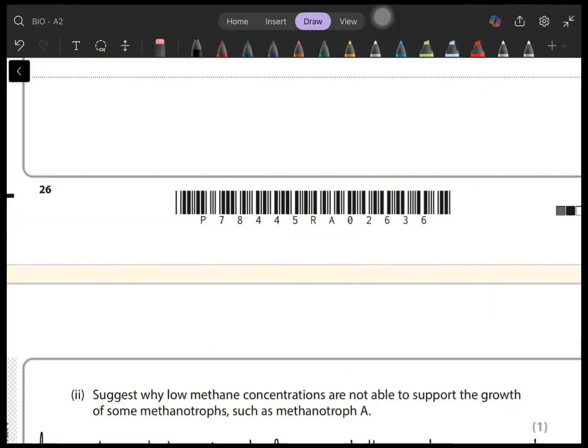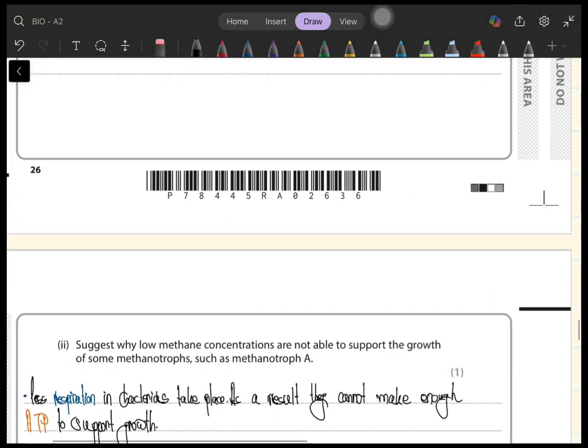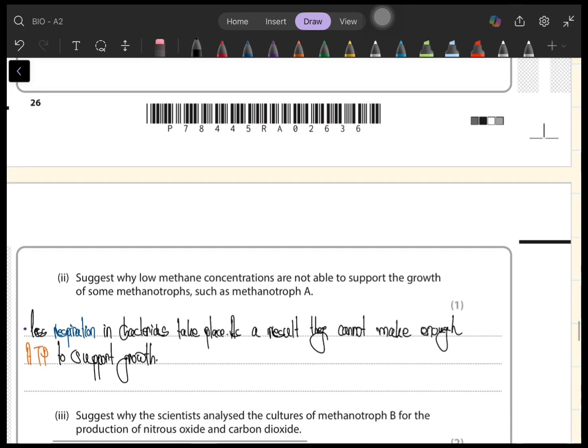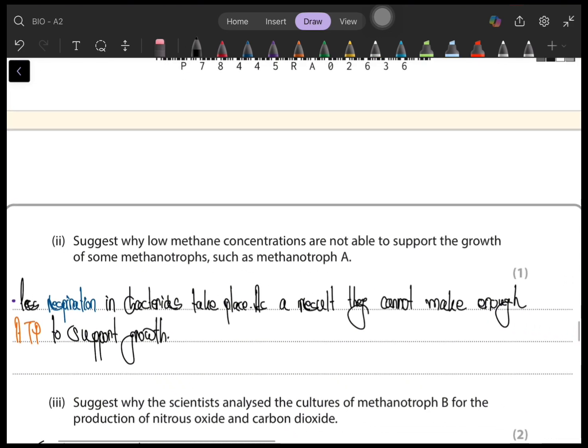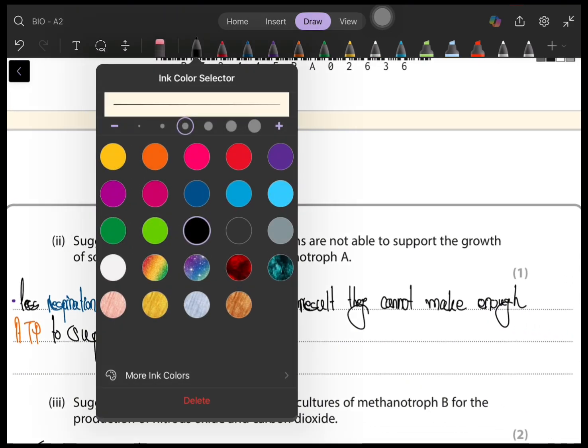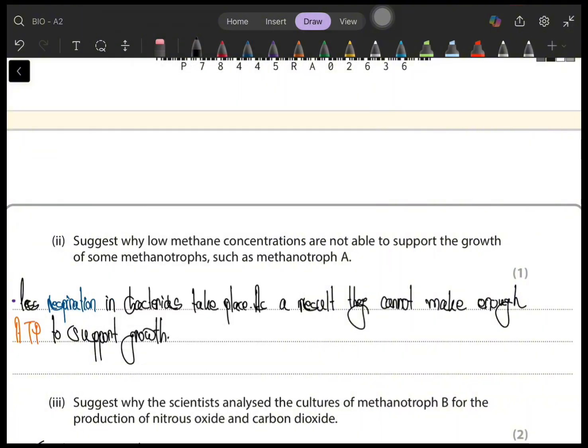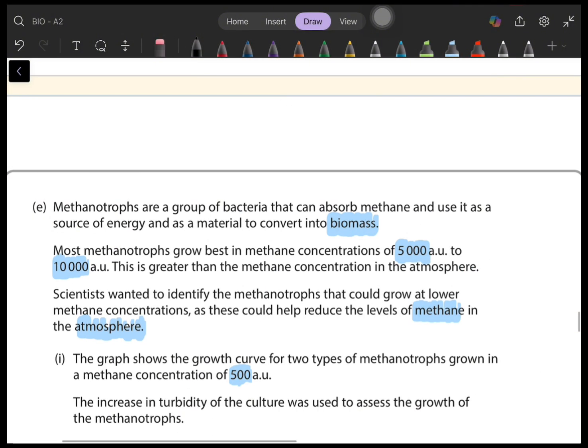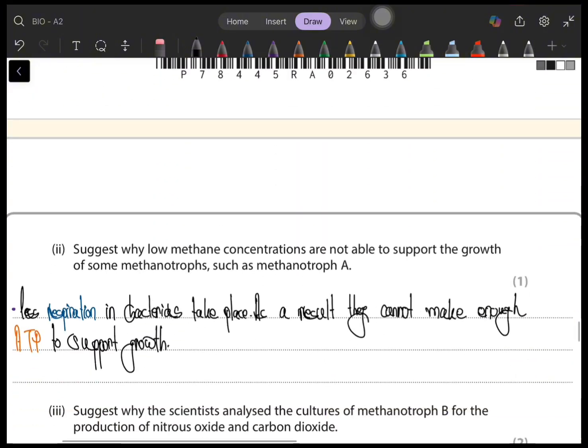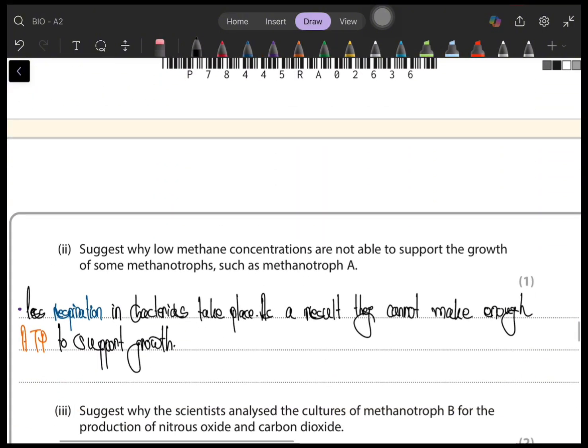Suggest why low methane concentrations are not able to support the growth of some methanotrophs, such as methanotroph A. Because they would require methane to convert it into their biomass, right? So they would need methane to do something, for instance, respiration, right? So I have said that less respiration in bacteria takes place, and as a result they cannot make enough ATP to support growth.